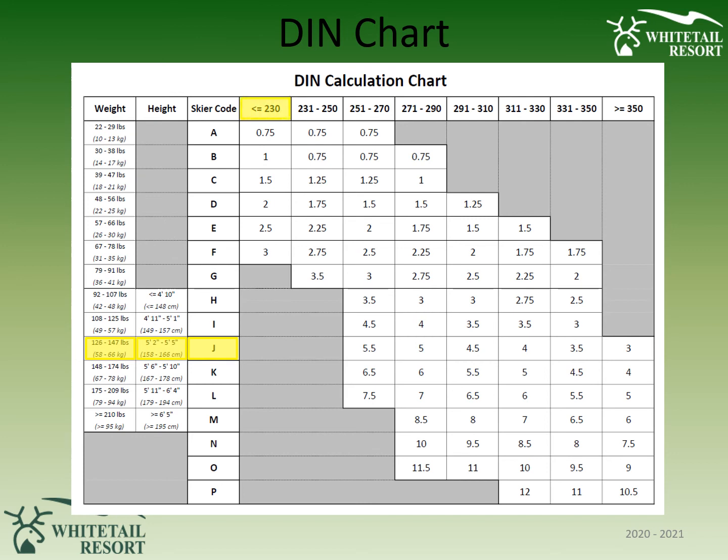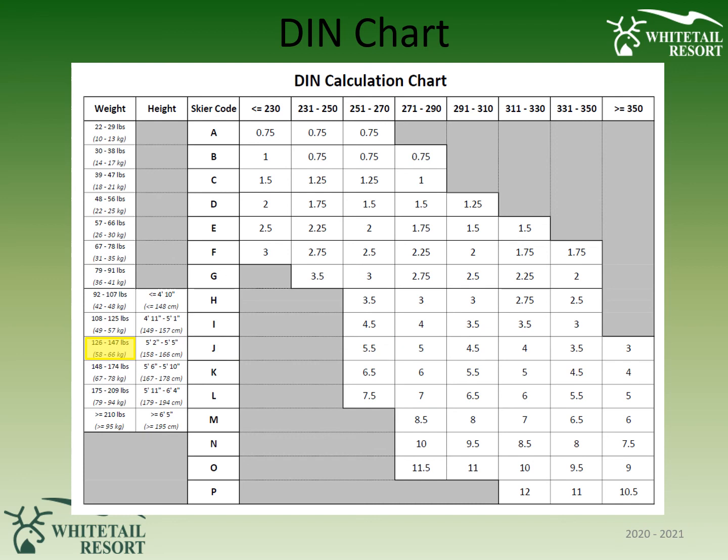Our skier has a 276 millimeter boot, so we now move across the row to the right until meeting the column for the skier's boot sole length. This is the retention setting to which you will set the ski binding, a DIN of 5. You will adjust both the toe and heel of each binding to this retention setting.